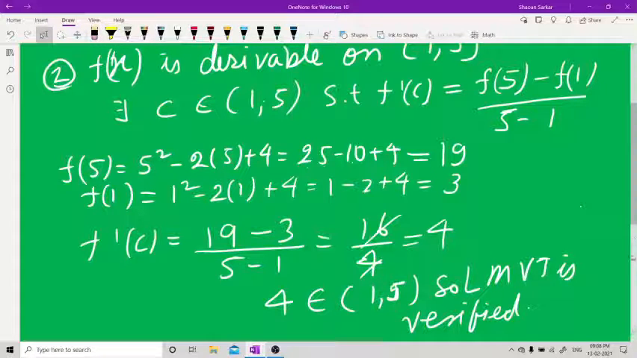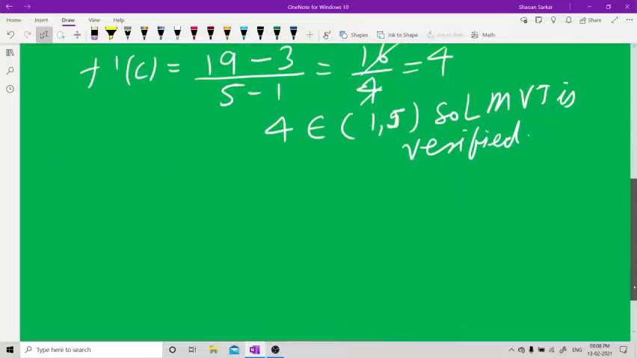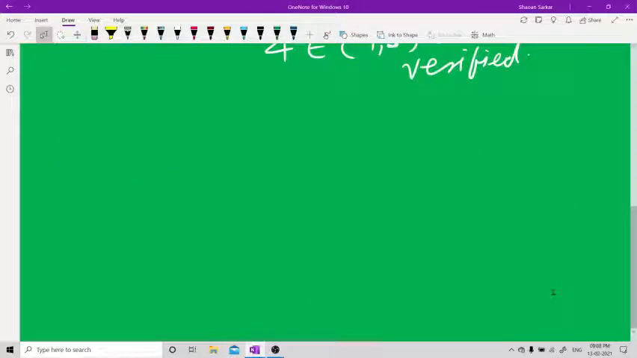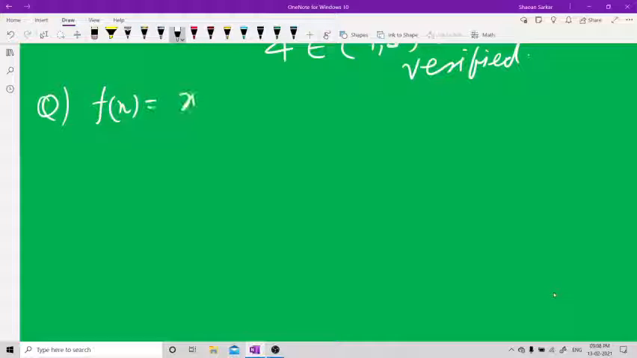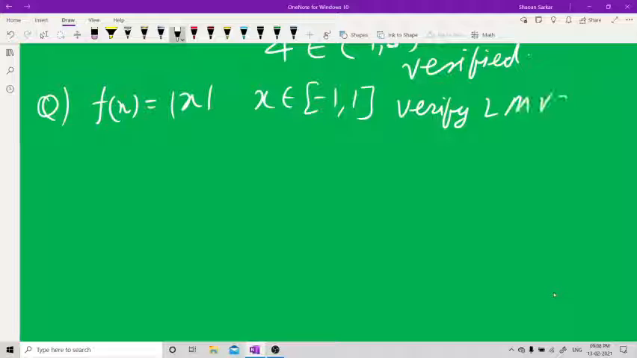Now another problem. Let us take another problem. Question: f(x) = |x| for x belonging to [−1, 1]. Verify LMVT. Very simple. First point.